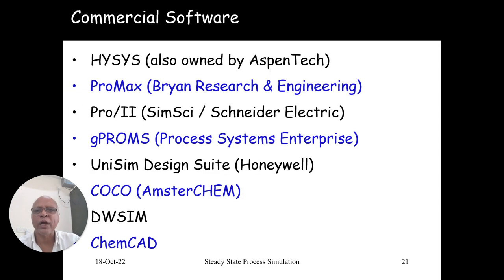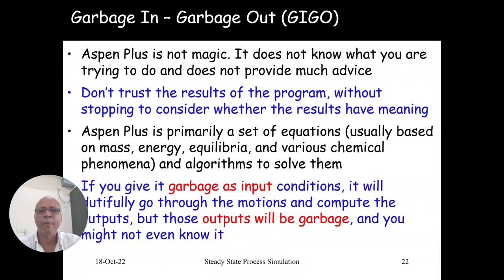So these are some of the commercial software that are available in the market. Probably the market leader is Aspen. Now HYSYS is also owned by AspenTech. Together, probably they are enjoying something like 70% of the market share with respect to process simulation.